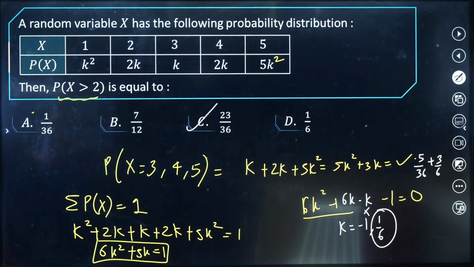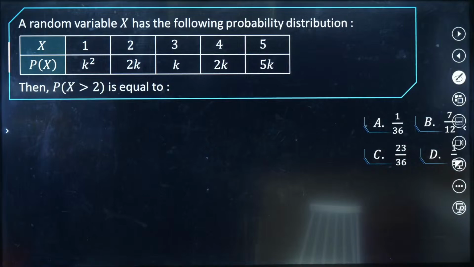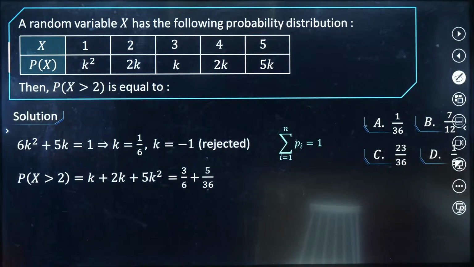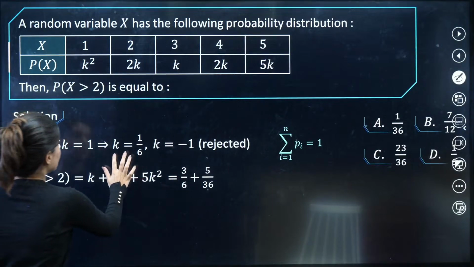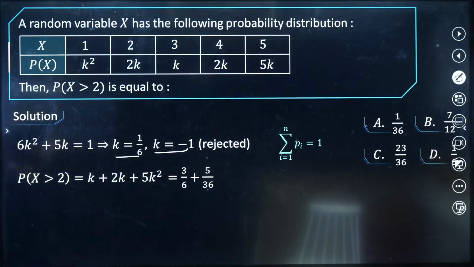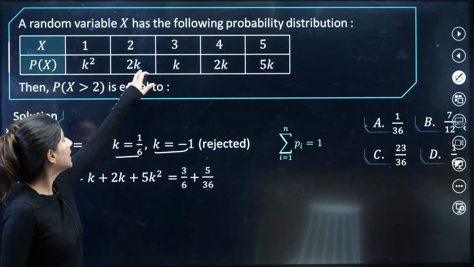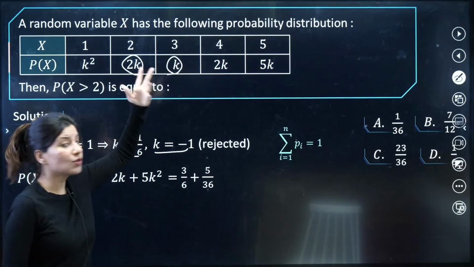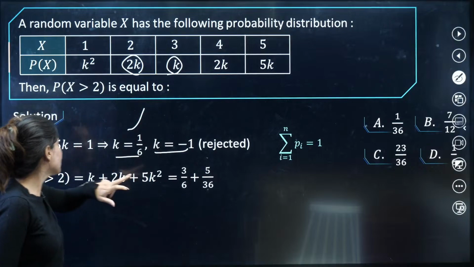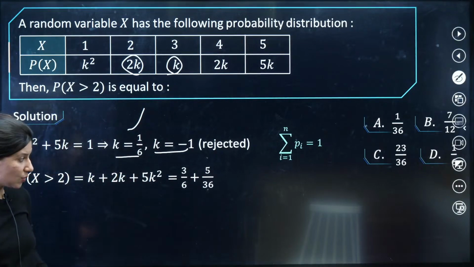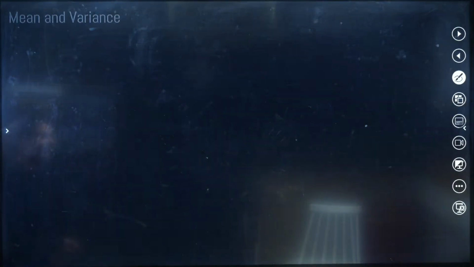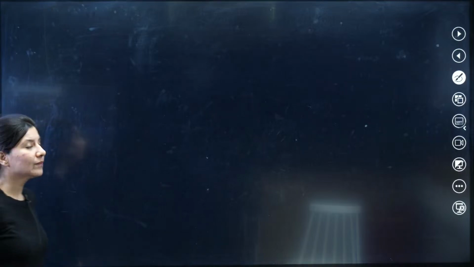Okay. Clear? I hope clear. So yes, the sum of all the probabilities is equal to 1. This will give you k is equal to 1 by 6 and minus 1. So minus 1 is rejected because if k is minus 1, that means the probability will be negative, which is not possible. So that's why k is equal to 1 by 6. The moment you put 1 by 6, you get the correct option, 23 by 36.